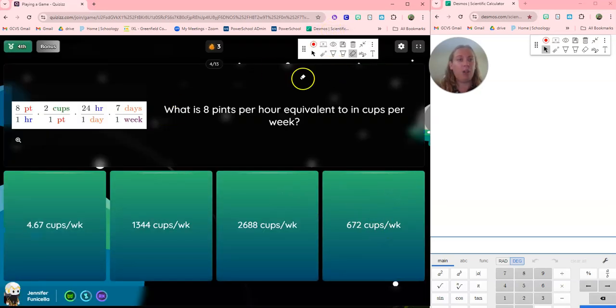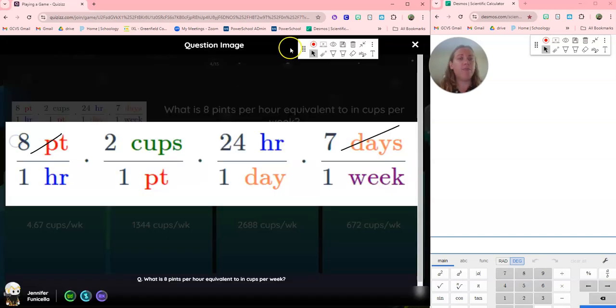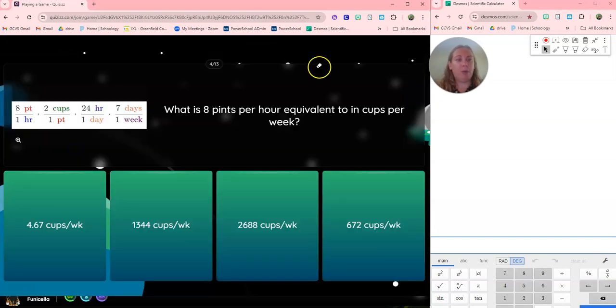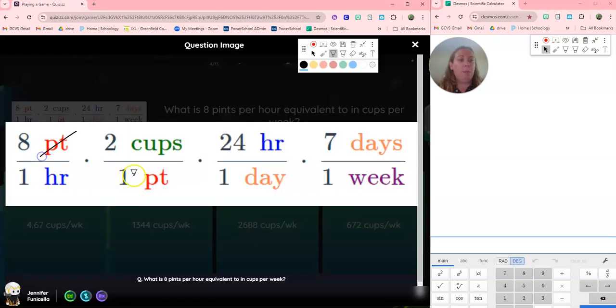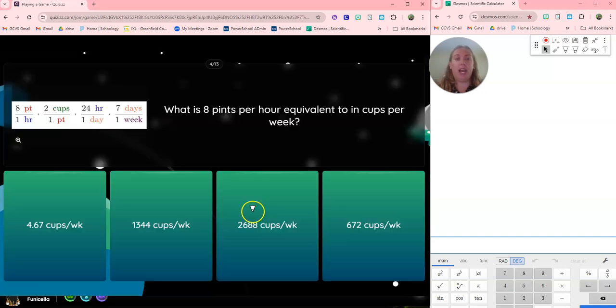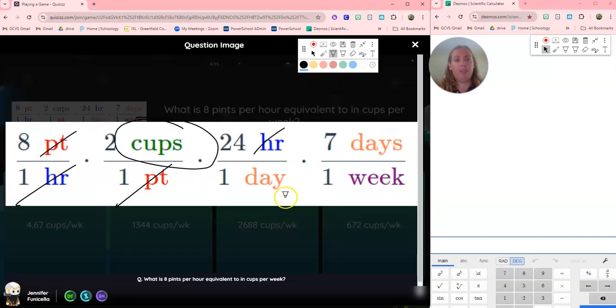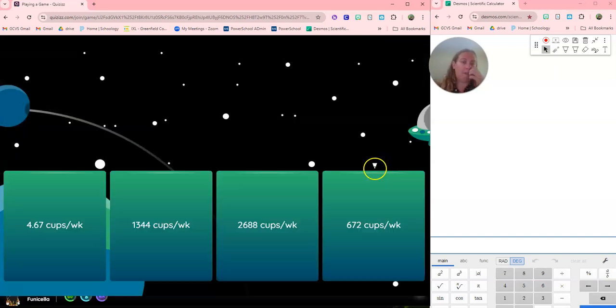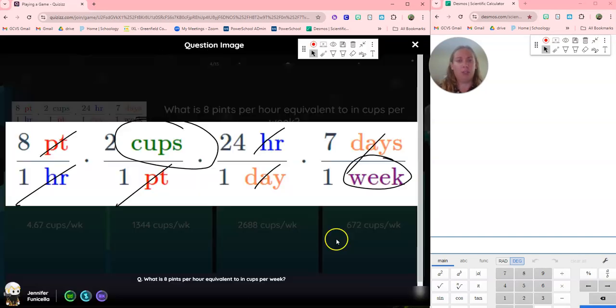Alrighty, here's the next one, number 4. Erase some of my old markings. Okay. Pints per hour is what we started with. We canceled out the pints, and we end up canceling out the hours. Cups are left. Days cancel, and a week is left. So in the end, we started with pints per hour, and at the end, we will have cups per week. For question, is this 3 or 4? Question 4. Oh, this one's the actual amount. Sorry, I didn't notice that. So cups per week is going to be our unit. Notice how all of our answer choices end with cups per week.